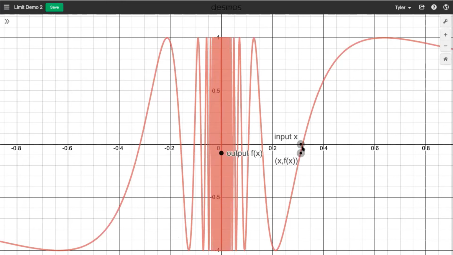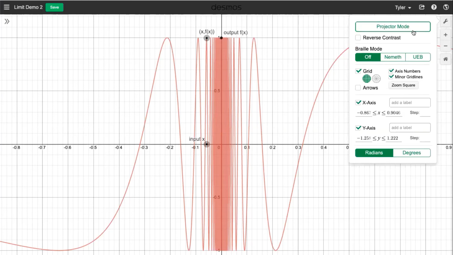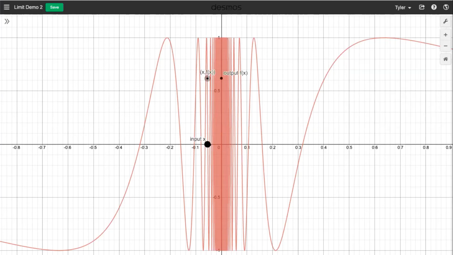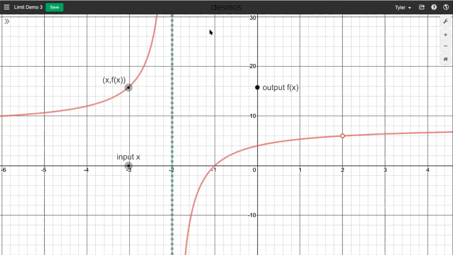If we came from the other side, we'd see the same thing. It's going back and forth, faster and faster. So that's what all that red mess in the middle of that picture is. The graph is just sort of smashed up together. The computer can't draw it thin enough. If I turn this off, you can see a little bit better resolution, but even then, there's no amount of thinness that it's going to be able to draw that picture. But this animation kind of gives you the idea of what I mean. That limit doesn't exist. The y-coordinate doesn't approach anything. It bounces all over. Let's look at one more.